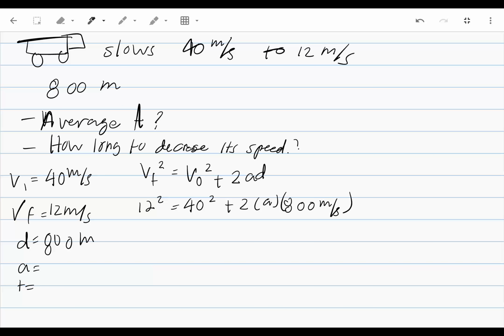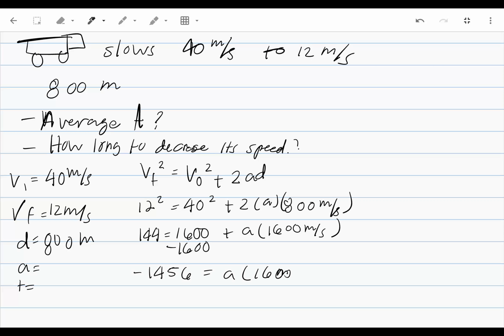So 12 squared is 144. 40 squared is 1600, plus a times 1600. So here you want to solve for a, so it'll be minus 1600 from the 144. You want to do that on both sides, and you do get negative 1456 equals a times 1600.